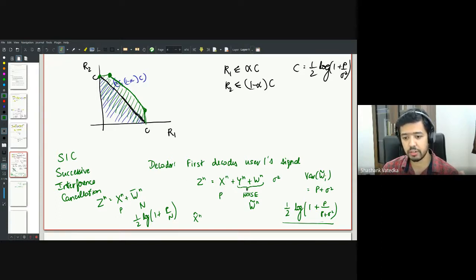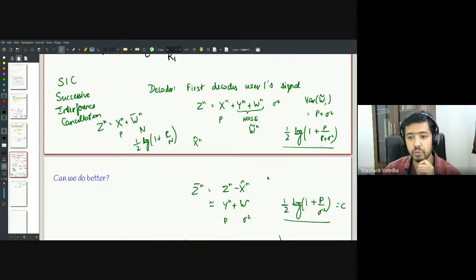So you have xn plus yn plus wn, that is what the channel is. So you first try to decode xn, assuming that yn plus wn is noise. Okay, so for now, you'll ignore what user 2 is sending. It will wait for n time instances and then get zn, and then first try to decode xn, ignoring the rest of the components, assuming that the rest of it is noise. And you can do this as long as user 1 is using a good capacity achieving code, which is operating at a rate close to half log 1 plus p over p plus sigma square.